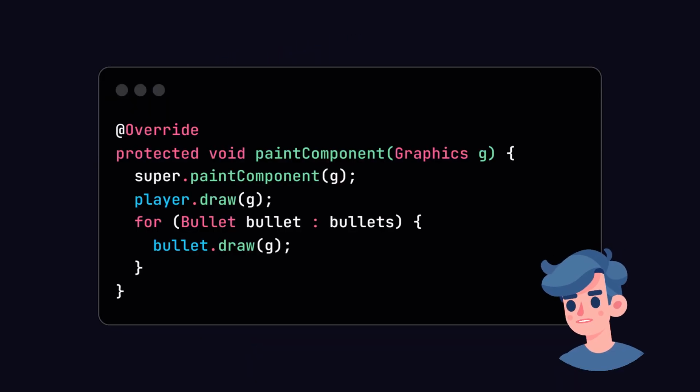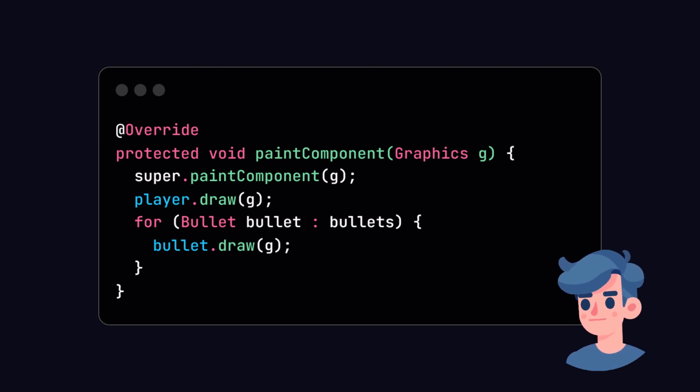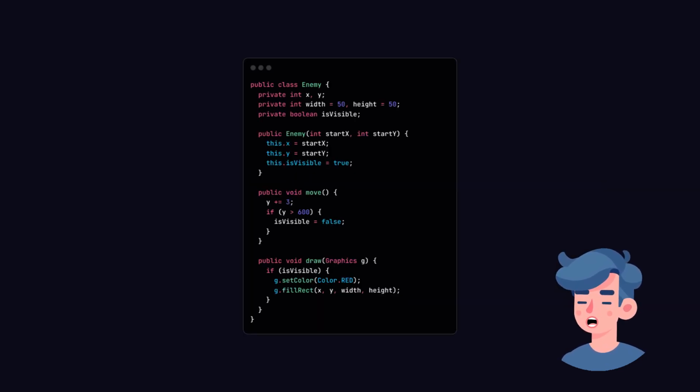After updating the bullets, we also need to draw them in the paintComponent method. For that, we'll iterate through the bullets list again and call their draw method. Now run your application, and you should see your player shooting bullets upward when you press the spacebar.